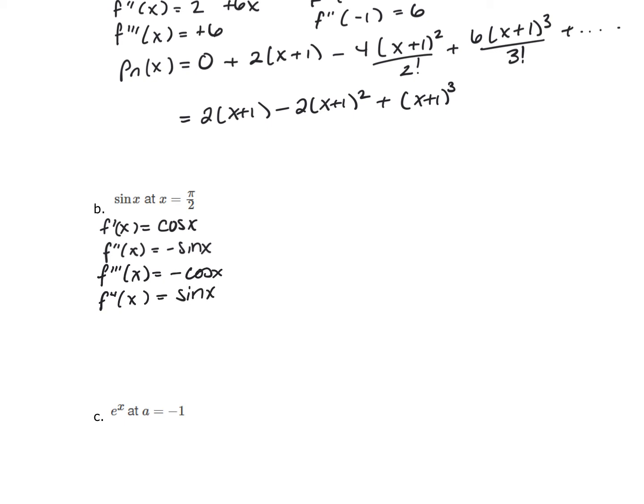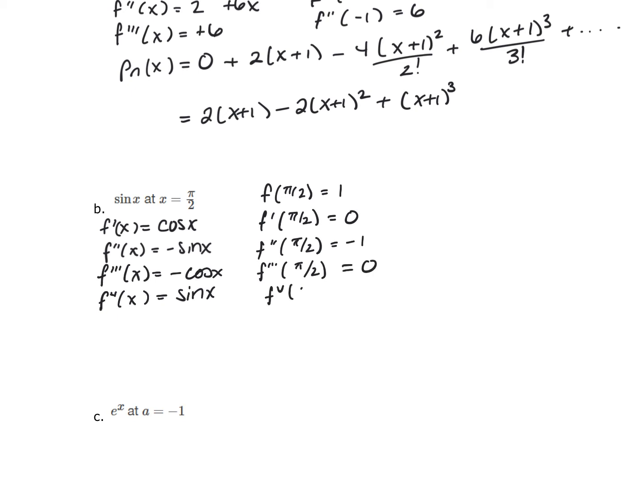All right, so we kind of get a feeling for what this is looking like. So let's go ahead and do the evaluations. Of course, f of pi over 2 is equal to 1. F prime of pi over 2, which is the cosine, is going to be 0. F double prime of pi over 2 is going to be -1. F triple prime of pi over 2 is going to give me 0.